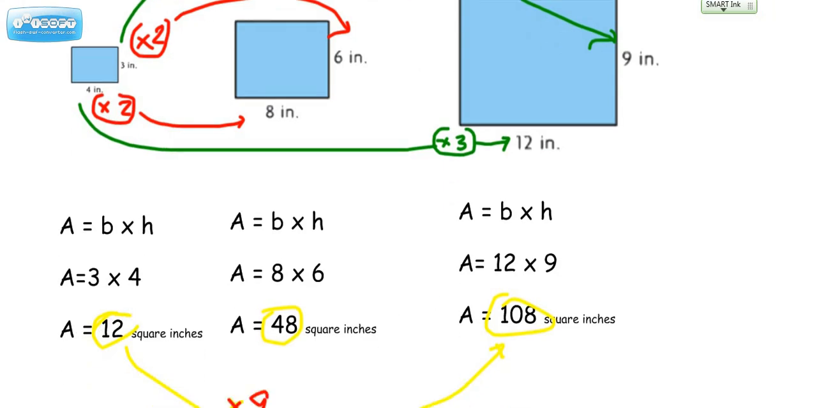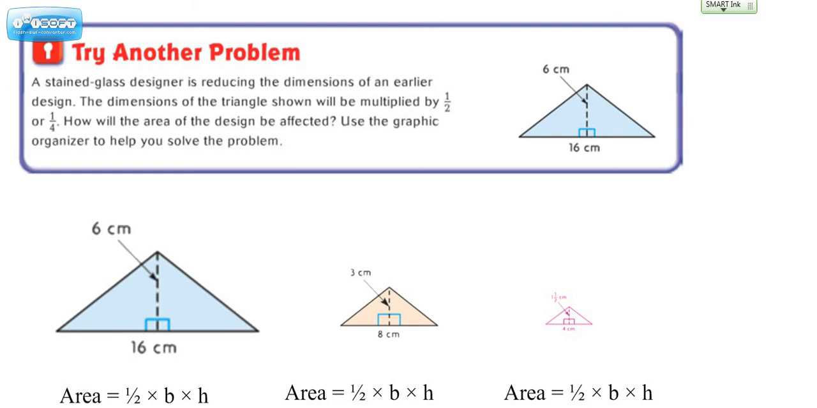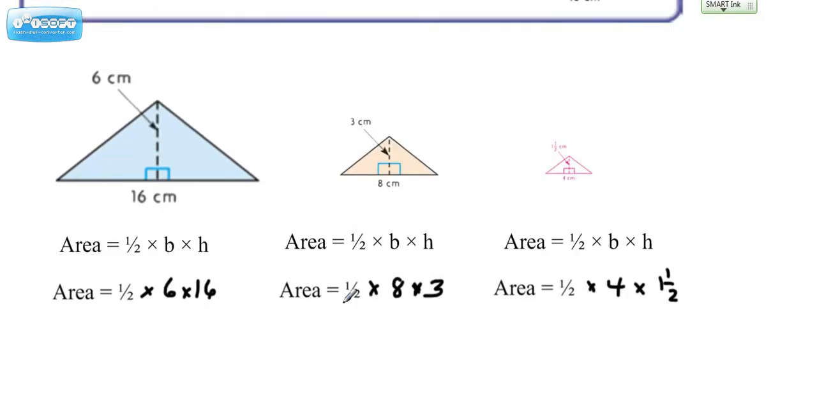Let's take a look at some more complex problems. In this example, we're looking at a triangle, and they're talking about changing the dimensions by multiplying each side by a half and then by a quarter. Now remember, multiplying by a half is the same as dividing by 2. So if we take this 6 and we take half of it, we would get 3. If we did 16 divided by 2, we would get 8. So let's take a look at how the area is affected.